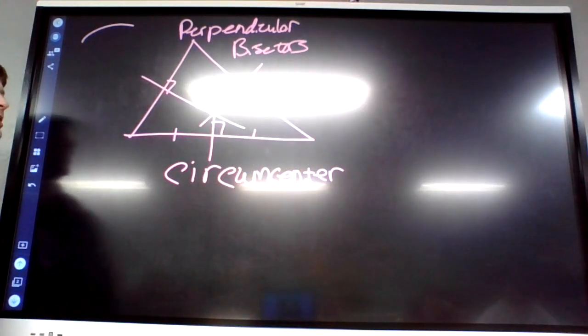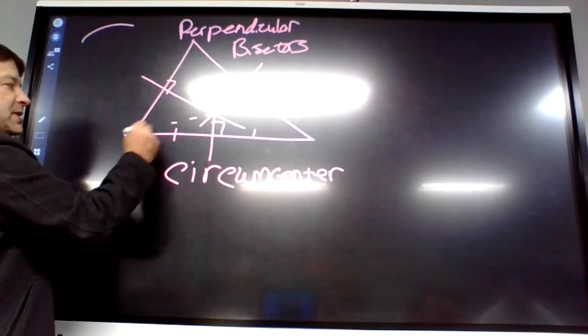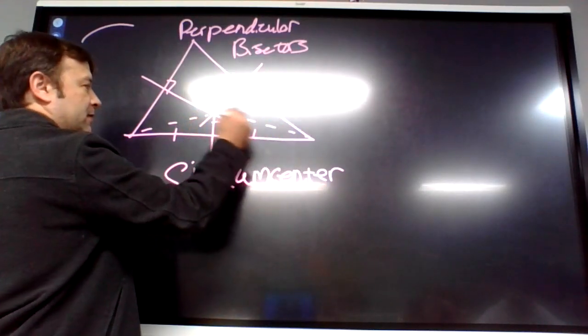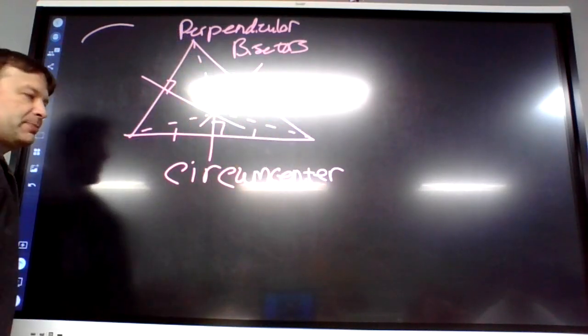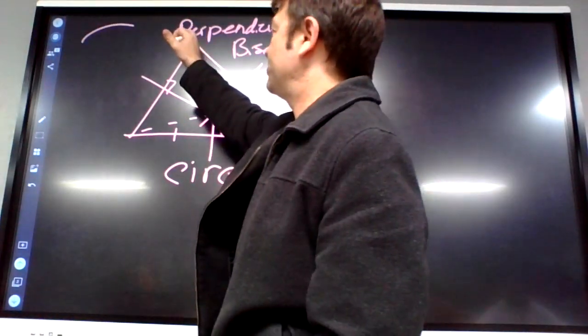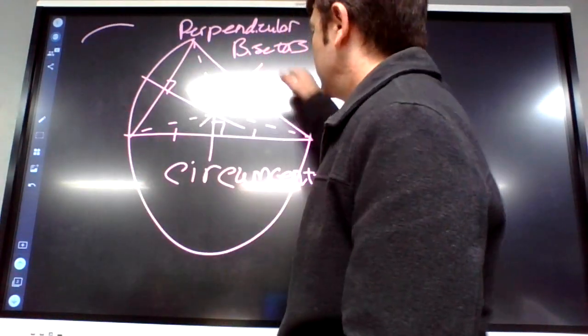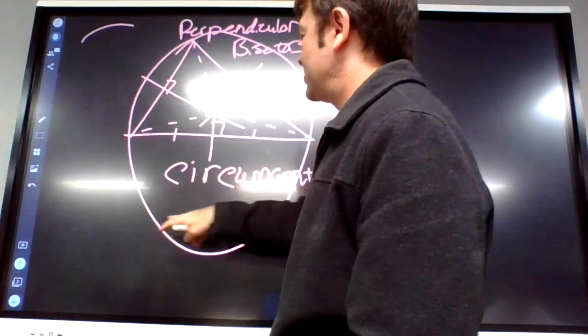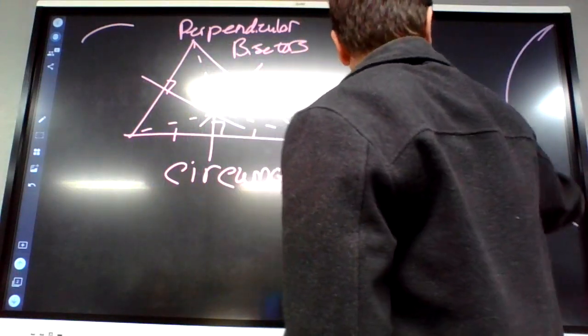Circumcenter. Something special about the circumcenter is that it's equidistant from every vertex. It's the same length. It's called a circumcenter because if we drew a circumscribed circle, this would be the center of it. It's way too big, but anyways.